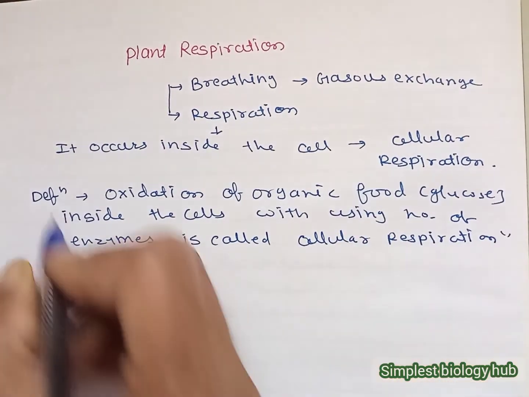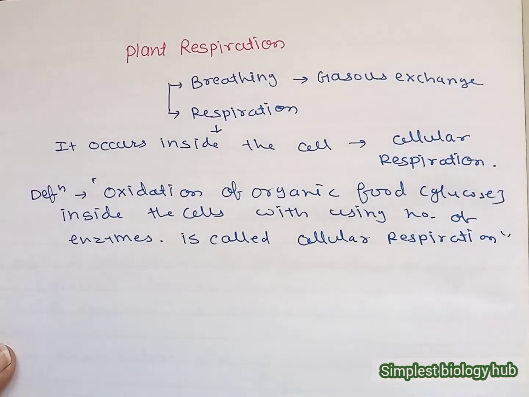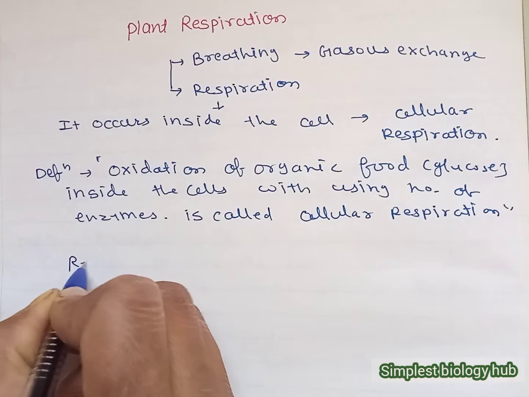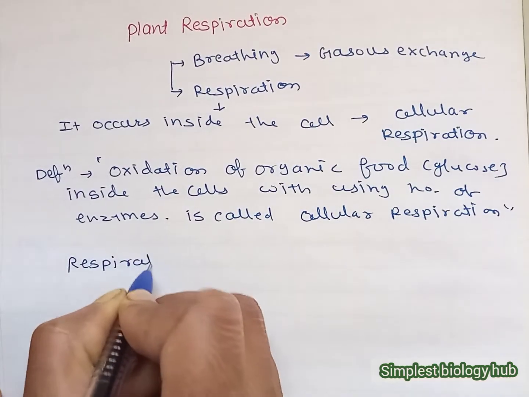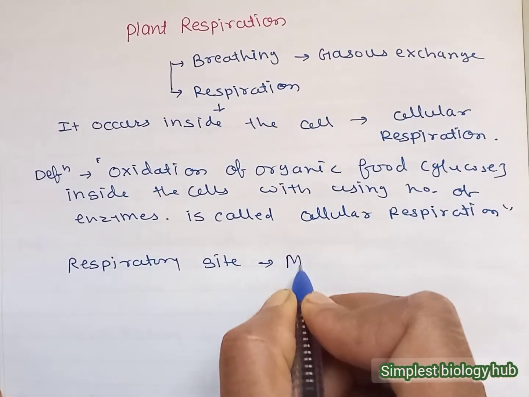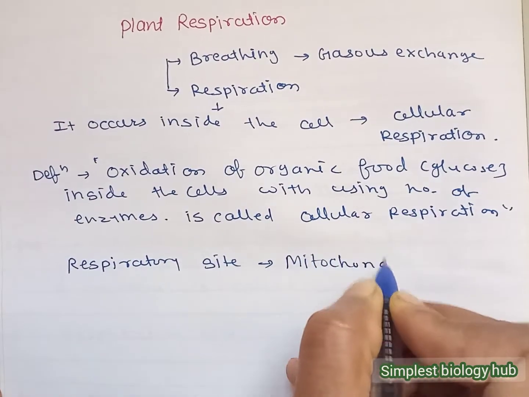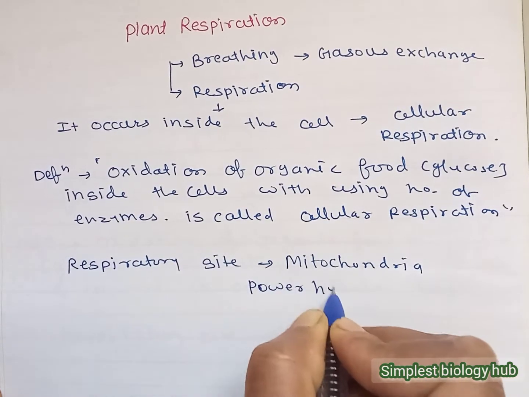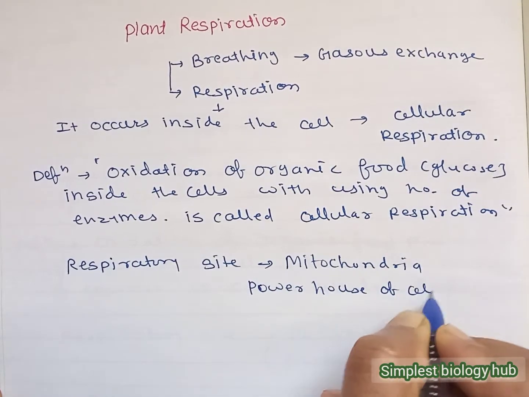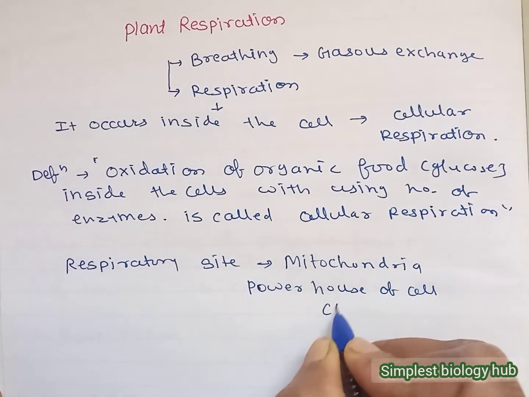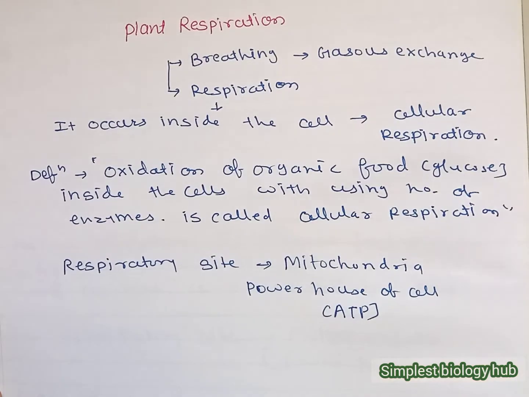Okay, the definition is okay, but where does the process of cellular respiration actually occur inside the cell? We call it the respiratory site, and it is one of the cell organelles, that is mitochondria. Mitochondria we call the powerhouse of the cell because it releases a tremendous amount of energy in the form of ATP. That's why it is a respiratory site.